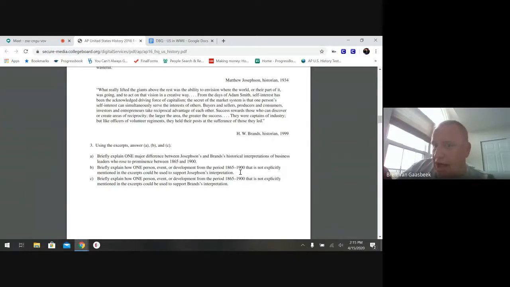You could also bring up Rockefeller too and talk about how Rockefeller centralized oil production in Cleveland. You could talk about how JP Morgan centralized banking in New York City. You can talk about how Vanderbilt centralized control over the railroads. You could talk about any number of those people who would have been considered a robber baron.